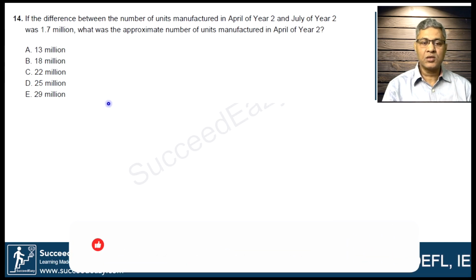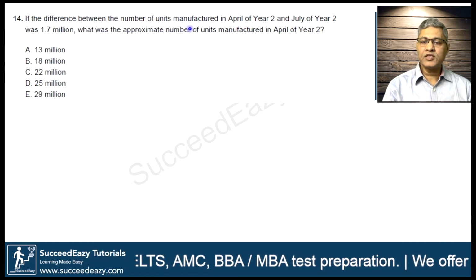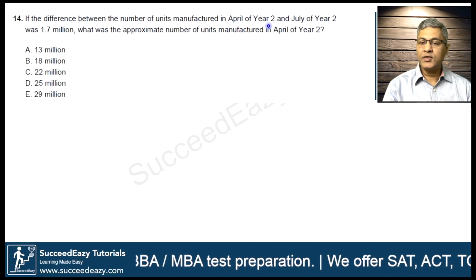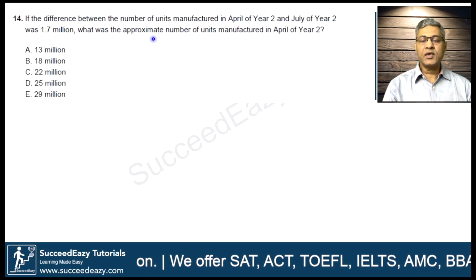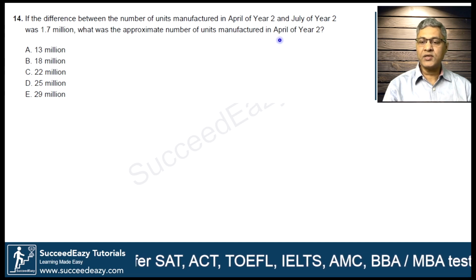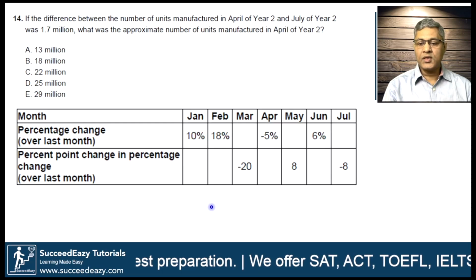Now let's look at question number 14, again based on the same table. If the difference between the number of units manufactured in April of year 2 and July of year 2 was 1.7 million, what was the approximate number of units manufactured in April of year 2? Okay, let's look at it. Let's plot the required data.